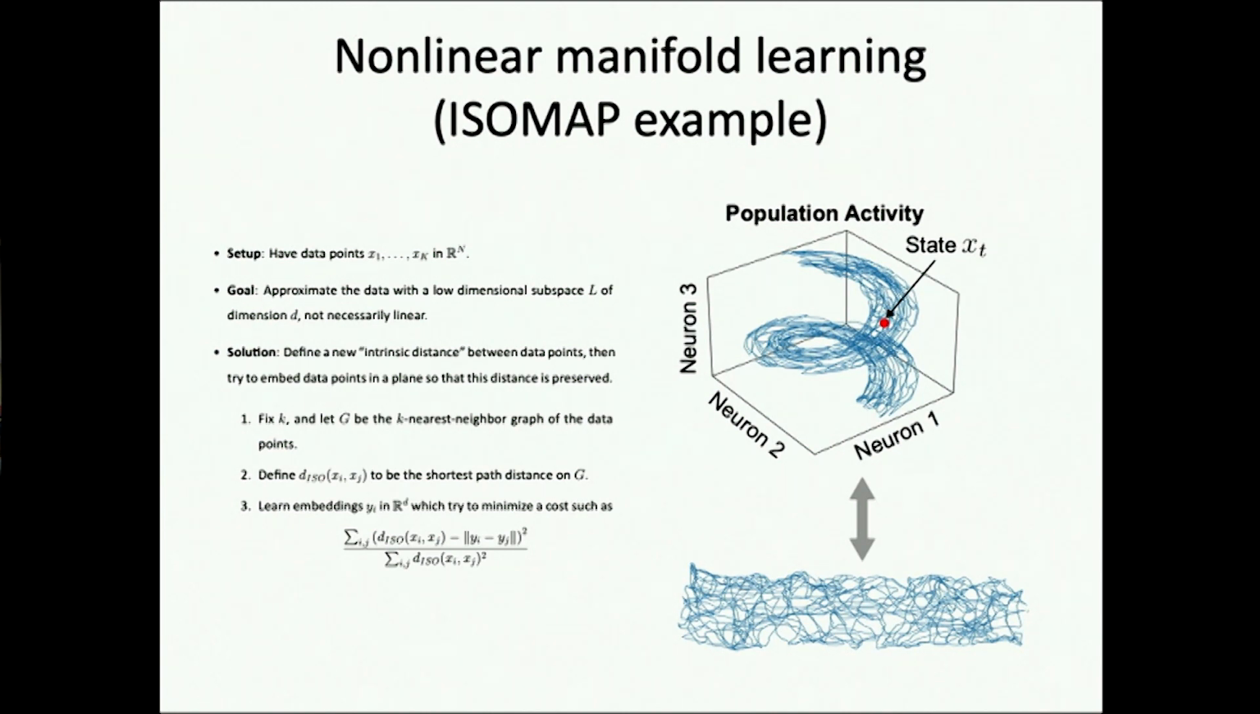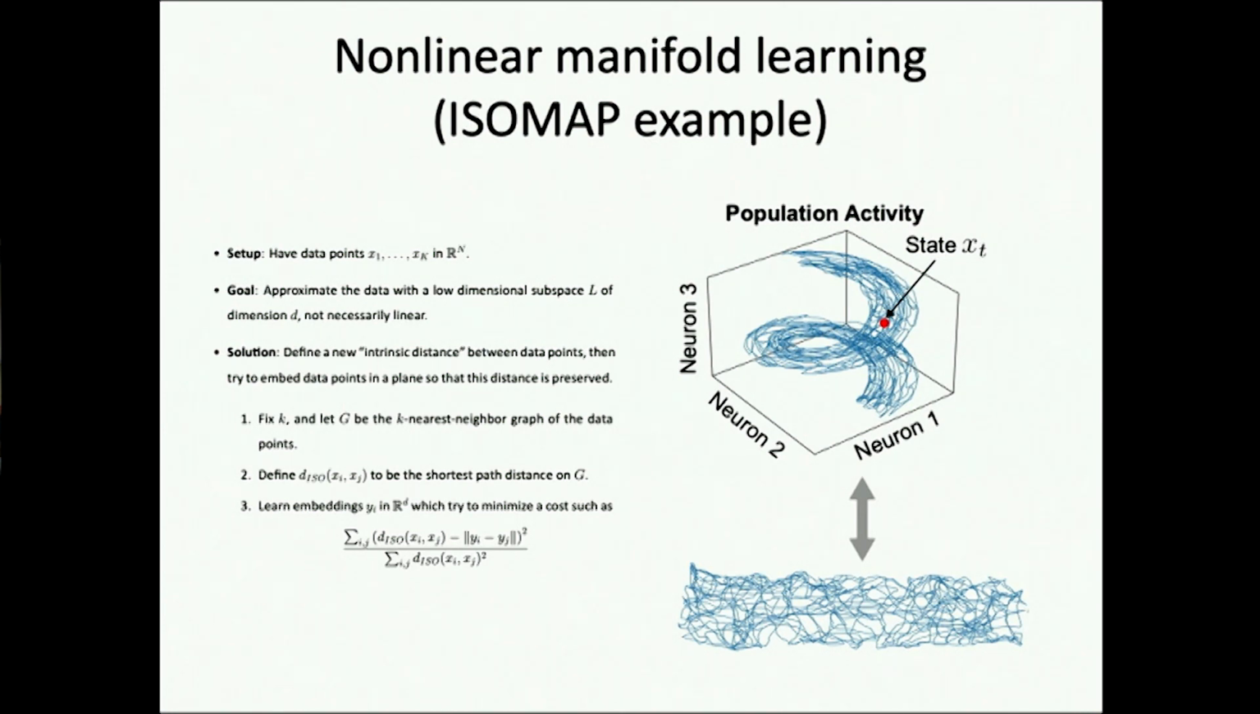Intuitively, the distance between this point and this point would not be the distance along this line, but it would be the distance traversing the entire ribbon, like that, right? And so Isomap is a very elegant, simple way to capture that kind of idea, and it works like this.